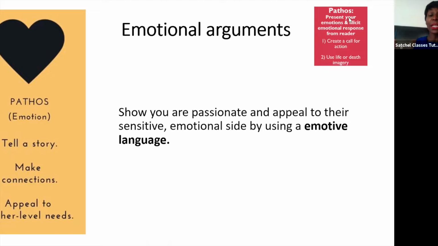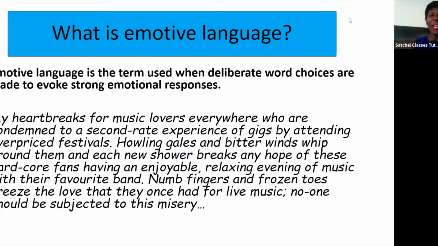And you can do this by using emotive language. Now, emotive language is when you deliberately choose words that evoke a strong emotional response. If we're sticking with the theme of music festivals and why they aren't good, you can see this emotive response. It says, my heart breaks for music lovers everywhere who are condemned to a second-rate experience of gigs by attending overpriced festivals. So those words, condemned and overpriced, are really trying to make you think that this experience is horrific. Howling gales and bitter winds whip around them, and each new shower breaks any hope of these hardcore fans being able to enjoy a relaxing evening of music with their favorite band.